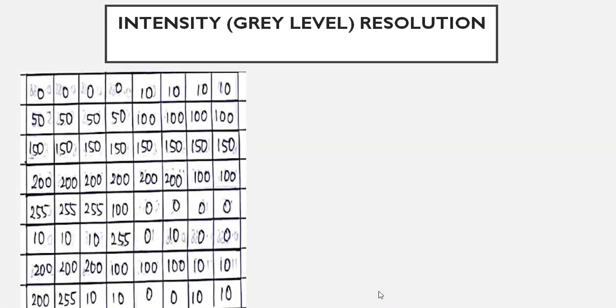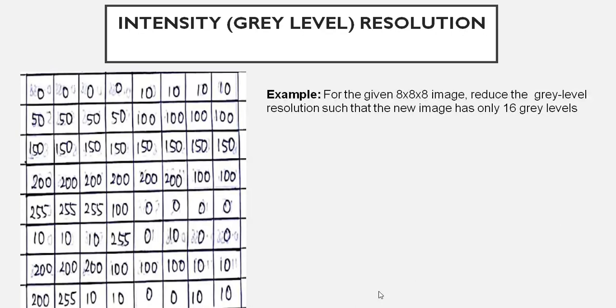So as we already know, gray level resolution depends upon the number of bits required to represent each pixel. So let us take this example where we have an 8 cross 8 image and we have to reduce the gray level resolution or intensity resolution such that the new image will only have 16 gray levels.